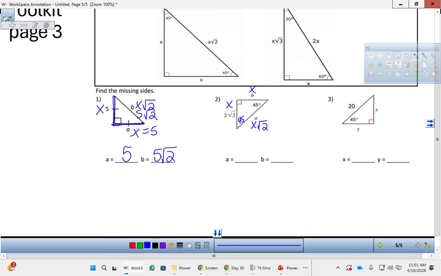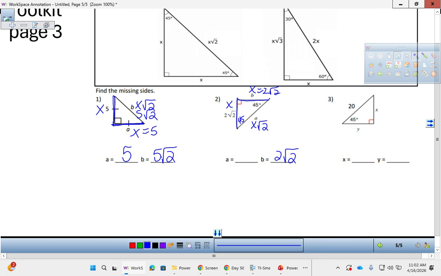Across from the 90 is your x root 2. So what I know is that my side length, my x value, is 2 root 2. So here's another x. That must mean that this is 2 root 2 as well. This side length has to be the same as this one. So B is 2 root 2. Everybody okay so far? A is a little bit less straightforward, okay?